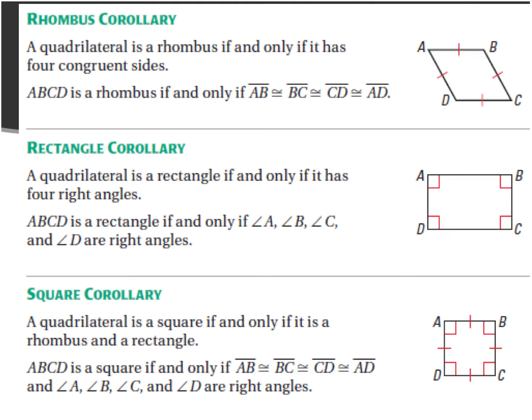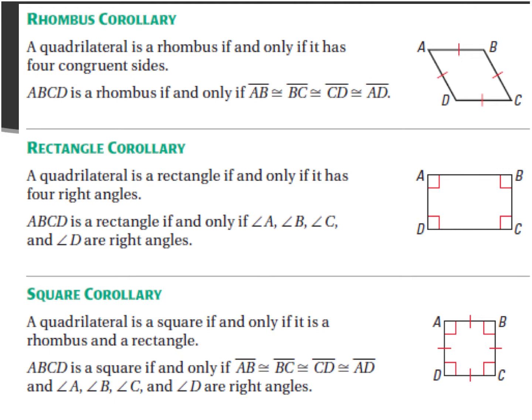They're all equal. Then a rectangle corollary states that a quadrilateral is a rectangle if and only if it has 4 right angles. So this picture of this rectangle ABCD is a rectangle if and only if angles A, B, C, and D are all right angles. And then the square corollary: a quadrilateral is a square if and only if it is both a rhombus and a rectangle. So if ABCD is a square, if and only if all sides are equal, so AB congruent to BC, congruent to CD, congruent to AD, and angles A, B, C, and D are all right angles. So all squares are rectangles and rhombuses. The square corollary is a combination of both the rectangle and the rhombus.